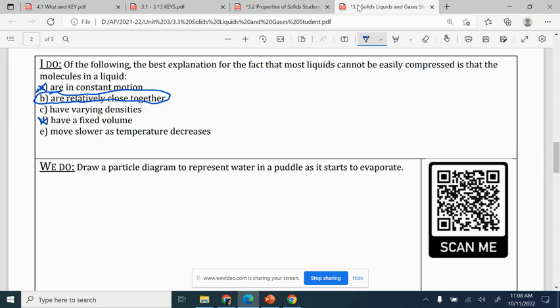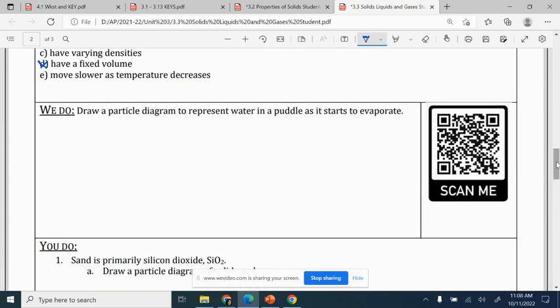Okay, draw a particle diagram that represents water in a puddle as it starts to evaporate. So we have water. Well, it's water, so some of it's liquid, some of it's gas, right? So we're going to have our water molecules down here as a liquid. Can we just draw the circles? You can if you want. That's fine.